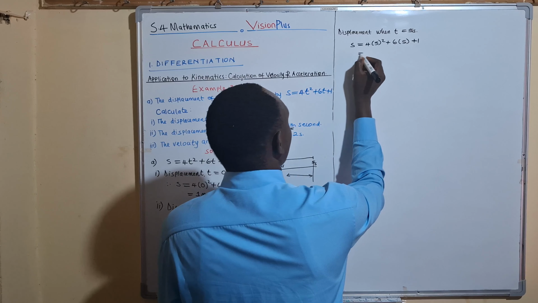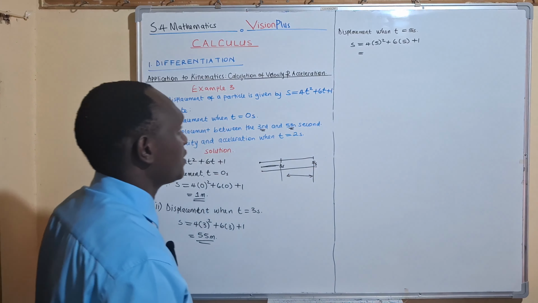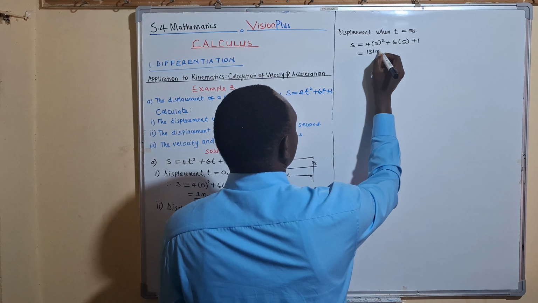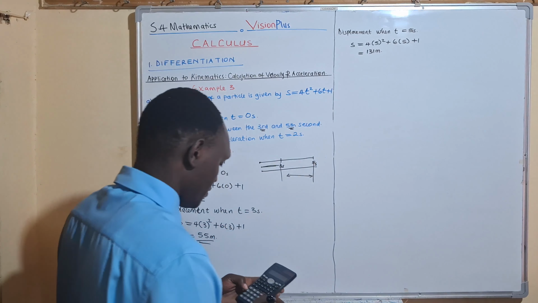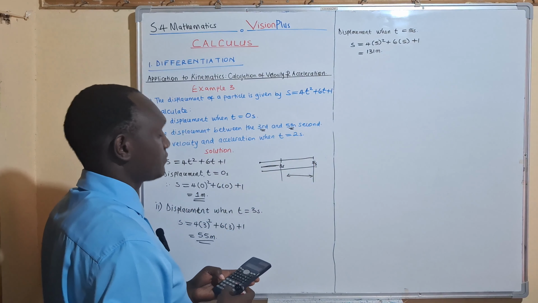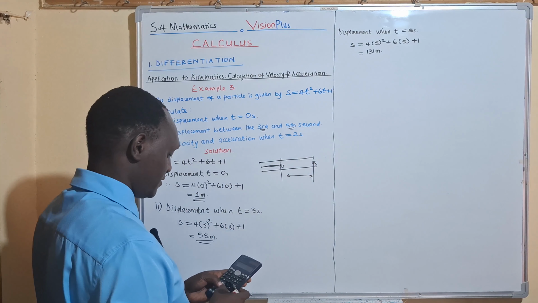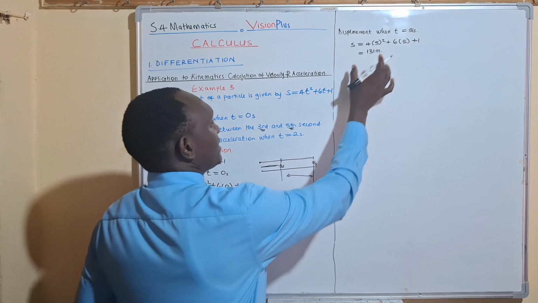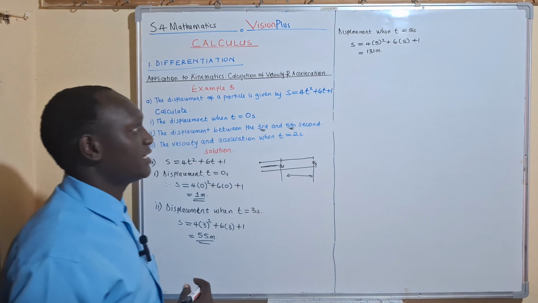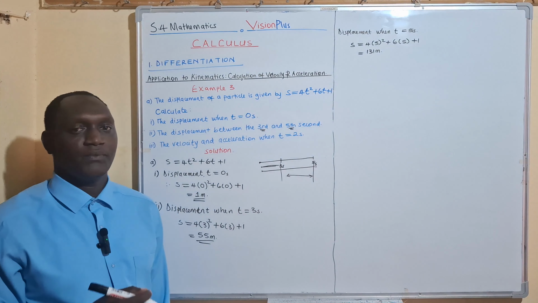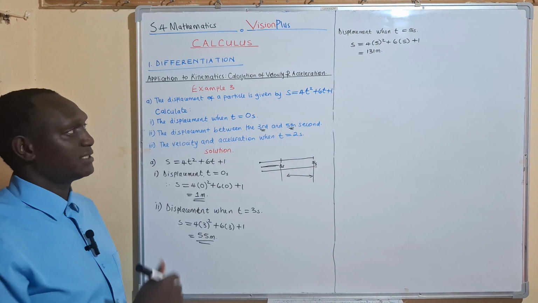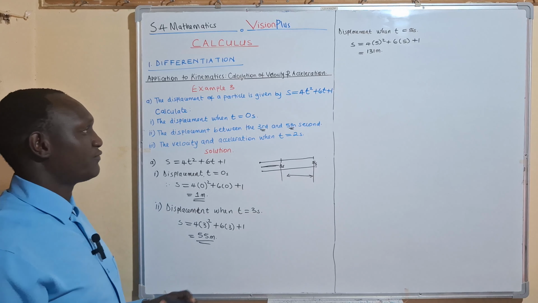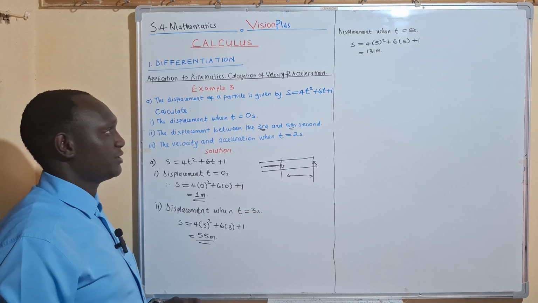Then you press the calculator. 100 plus 30 plus 1 is 131 meters. Confirm your answer: 4 times 5 squared plus 5 times 6 plus 1. It is 131 meters. So after the time 5 seconds, the particle has moved a distance of 131 meters from the origin or from that initial position.